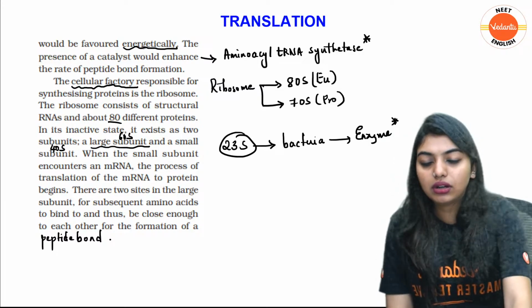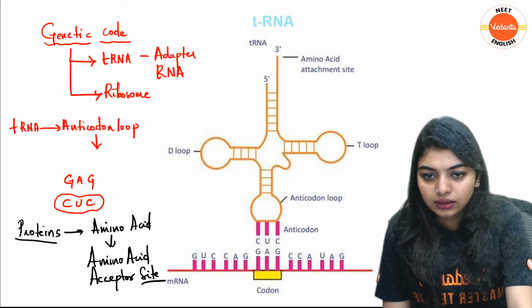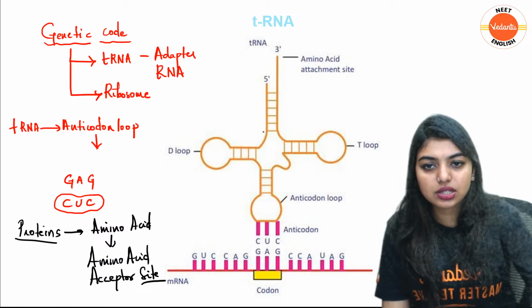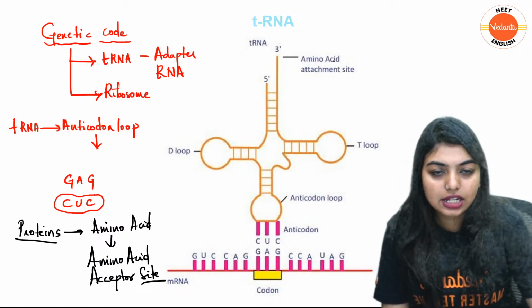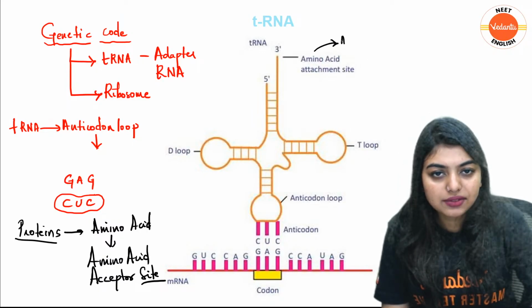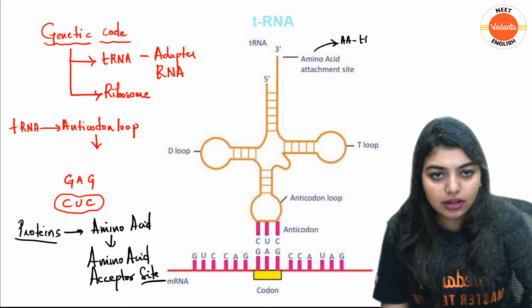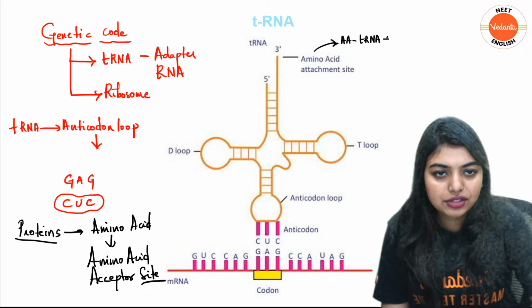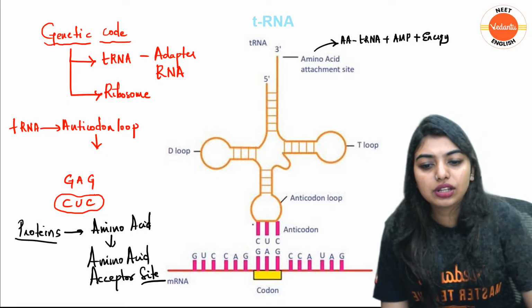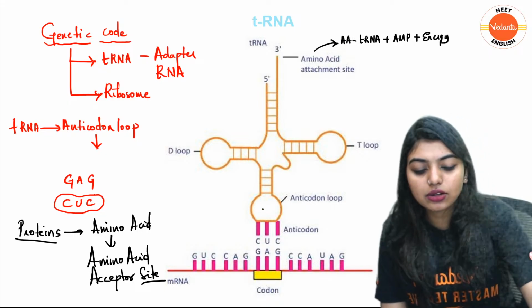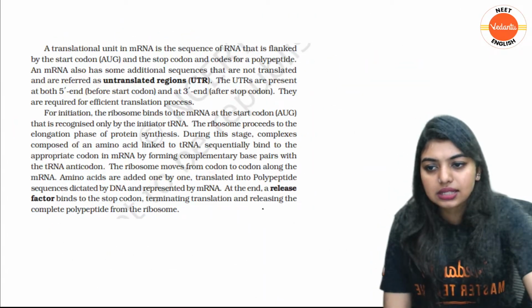So here, if you see this image, this is what is happening. For the amino acid attachment site, which complex do we need? We need the AA-tRNA complex with the help of AMP and some energy. For this only we did all of this, and only once the ribosome comes and binds will the process start.